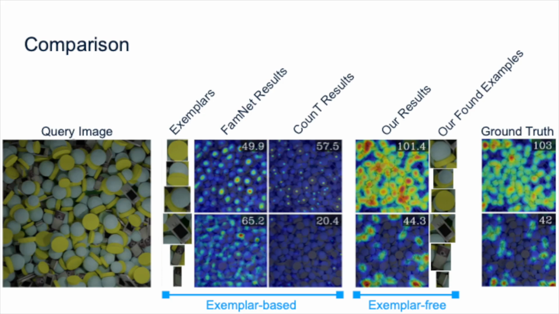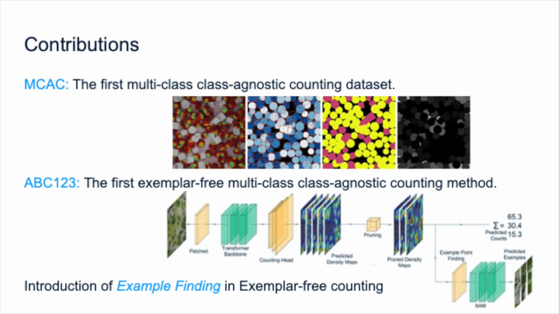To aid a user in understanding the generated counts, we find examples from each image of each kind counted. Our paper has three main contributions: MCAC, a multi-class class-agnostic counting dataset; ABC123, an exemplar-free multi-class class-agnostic counting method; and the introduction of the idea of example finding to exemplar-free counting.